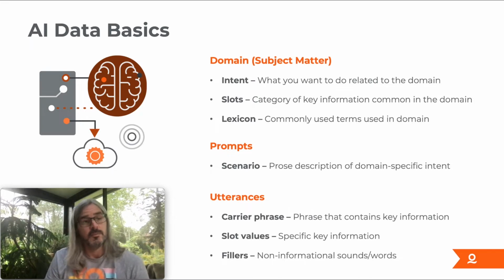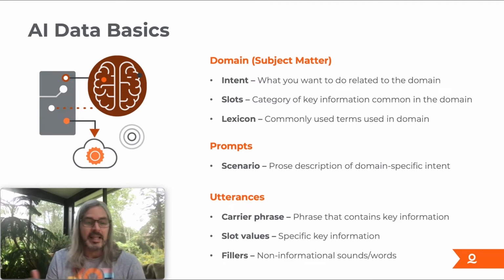Utterances is another component of AI data. And largely, utterances is the core currency that is used to train an AI, a conversational AI engine. First, we would have carrier phrases. Carrier phrases can be somewhat generic. They're the phrases that surround all of the key information.